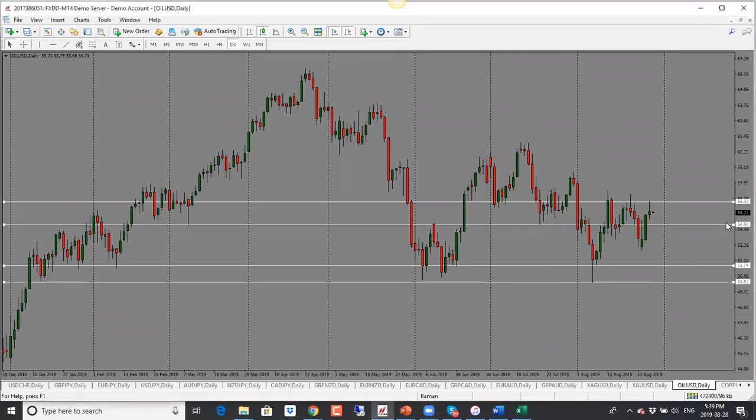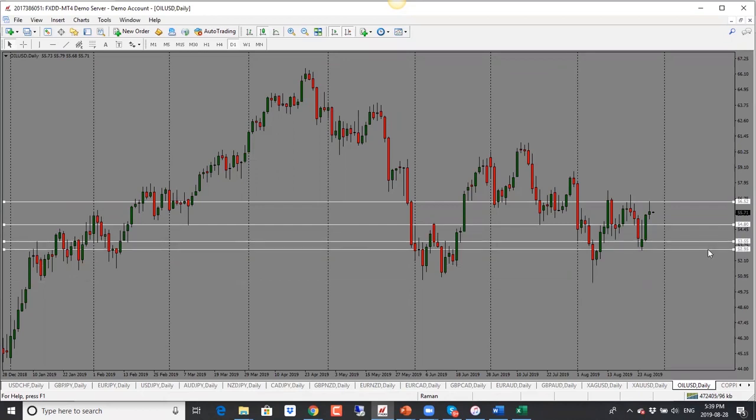In terms of the target here, the first target would be 54.80, and then we're looking for price to come back down towards 53.50, and then 52.80. So for now, I'm looking for price to drop, and the target here will be 54.80 and then 53.50. So bearish bias for oil.